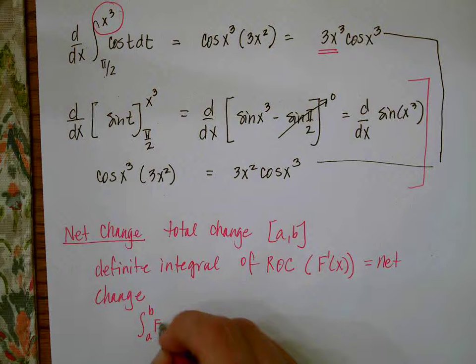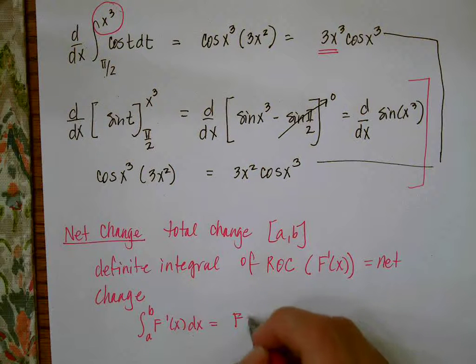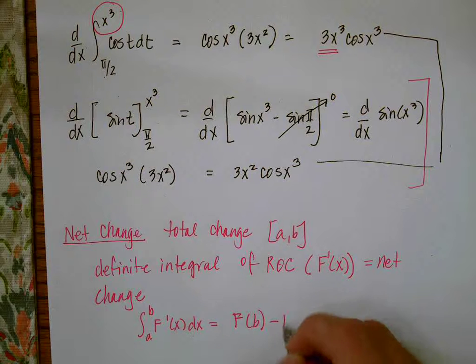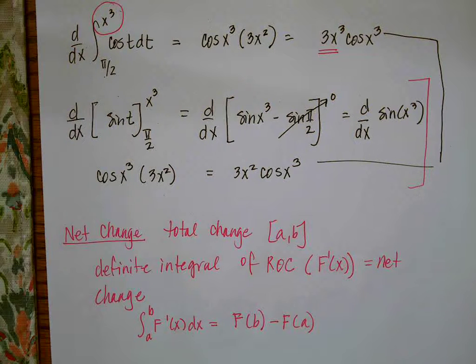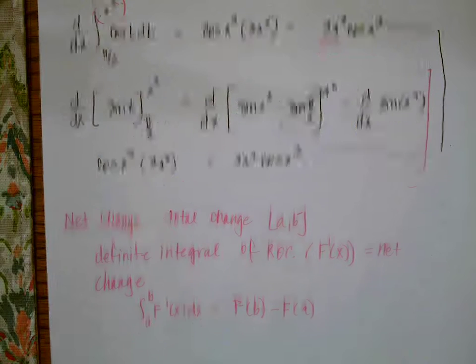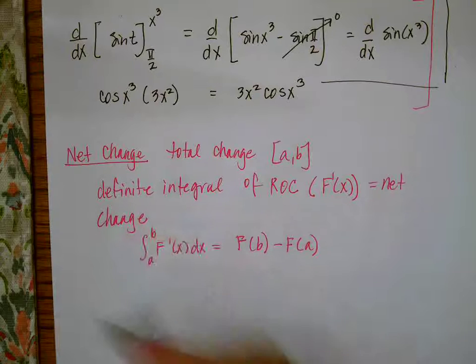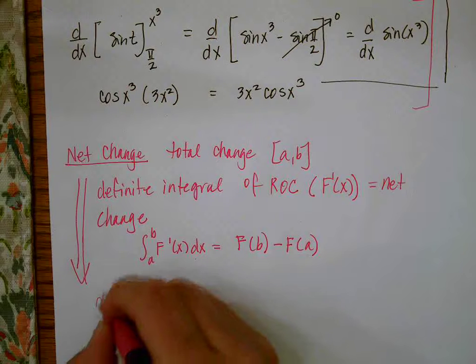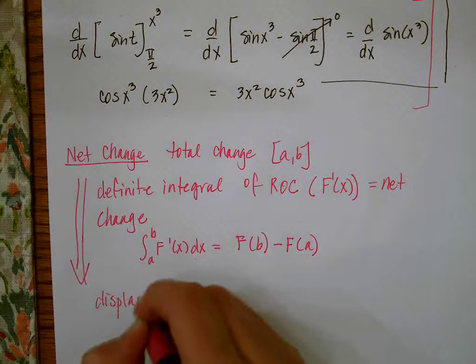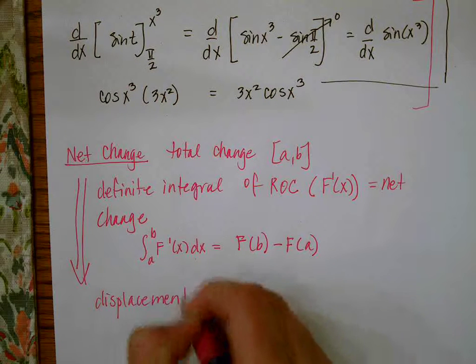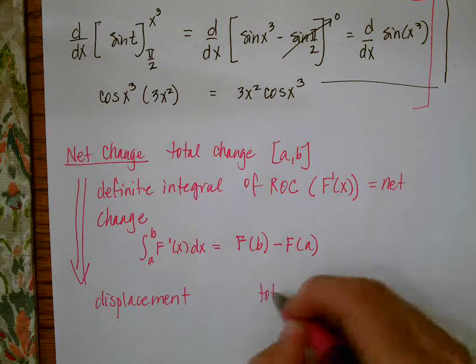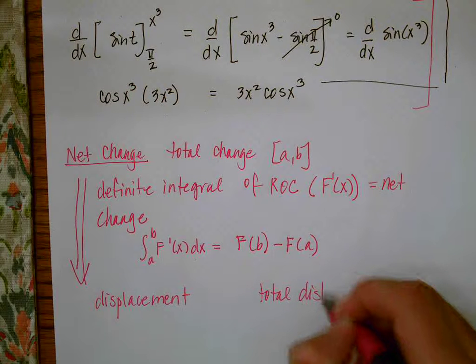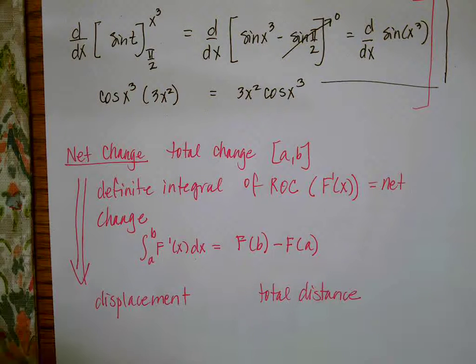So basically what that says is if I take an integral from A to B of f prime of x dx, I'm just going to get the antiderivative evaluated at B minus the antiderivative evaluated at A. Okay? So the net change then is going to be used in our displacement, and it could be used in total distance.